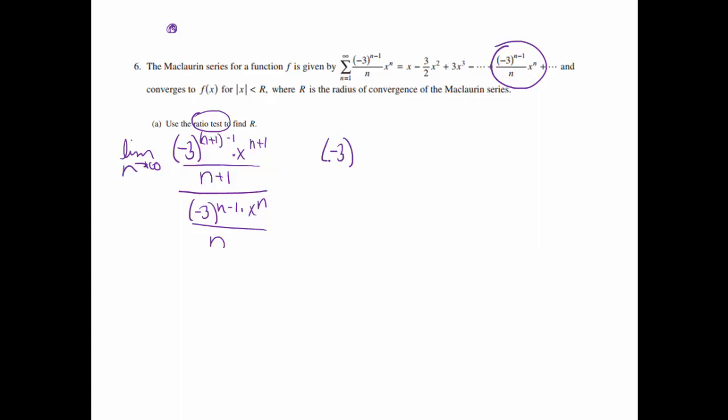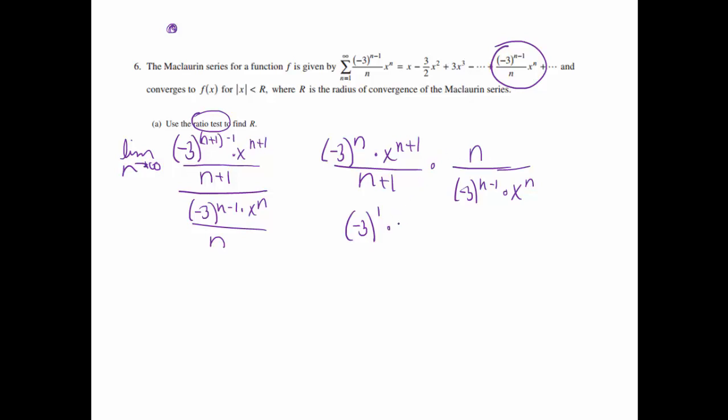So we're now going to have negative 3 to the n plus 1 minus 1, which is just going to be n, times x to the n plus 1 over n plus 1. Now I'll multiply by the reciprocal. We'll get n over negative 3 to the n minus 1 times x to the n. Okay, so now just seeing if we can do anything with this. If I have negative 3 to the n and negative 3 to the n minus 1, I can subtract the exponents. When I do n minus 1, I'm actually just going to get negative 3 to the first.